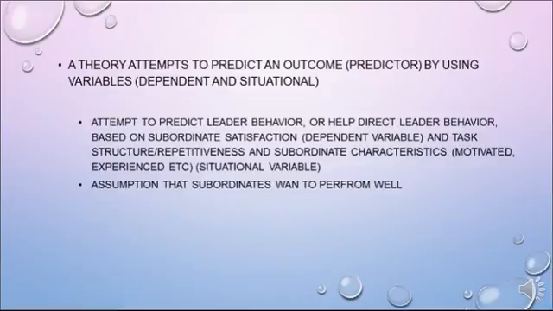So the path goal leadership theory, what it's going to try to do is predict a leader behavior or help direct you towards a specific behavior based on subordinate satisfaction, which is what your goal is, and the subordinate task structure and repetitiveness and subordinate characteristics. Okay, and we'll get into those subordinate characteristics a little bit later. Now we're assuming that these subordinates want to perform well and they want to be satisfied.